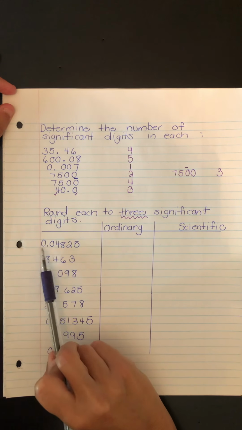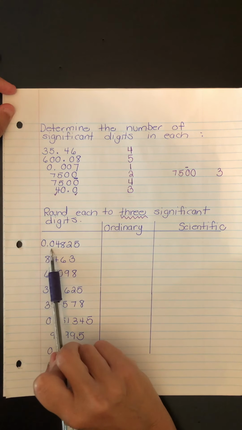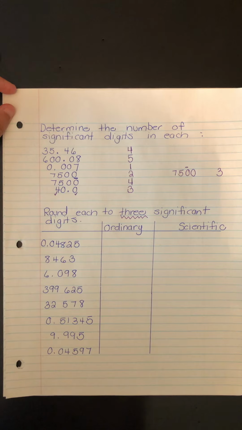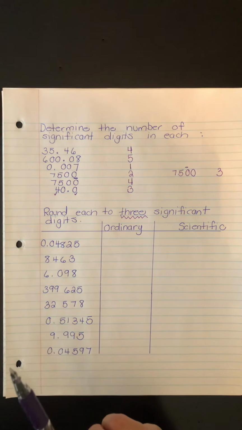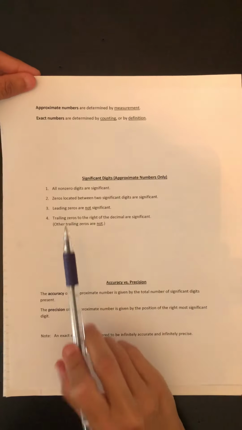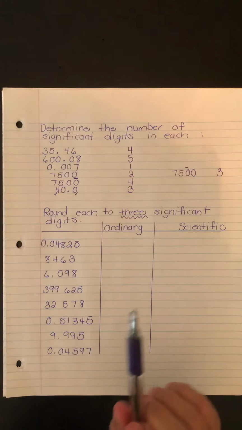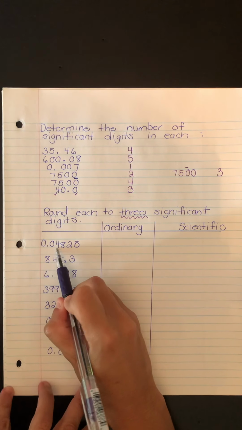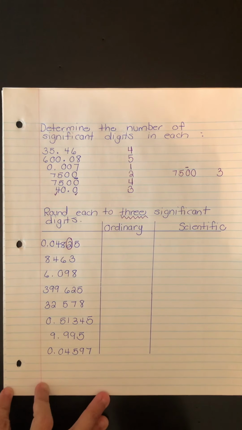These are non-significant because they are both leading zeros. As soon as they're called leading zeros, they are non-significant, and it doesn't matter if they are located to the left or to the right of the decimal. If they are leading, they are non-significant. And certainly, you can read that again in Rule 3. Leading zeros are not significant. Okay, so that means we start counting here. 1, 2, 3. So the 2 is the 3rd significant digit.